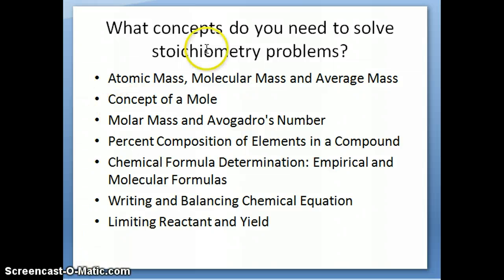So I want to leave you here with the slide that tells you what's coming up. Basically, in order to be able to work through all the stoichiometry problems, you're going to need to understand all of these different concepts, and I'm going to deliver each of them in a video. So you need to understand the concept of atomic mass, molecular mass, and average mass, what is a mole, and then how we calculate molar masses and what is Avogadro's number. Then you need to understand the concept of percent composition, which is coupled with the idea of chemical formula determination. And then lastly, you need to know how to write a chemical equation, the concepts of limiting reactant and yield, and we're going to put all of these together in a couple of examples and then a lot of examples that we'll do in class.